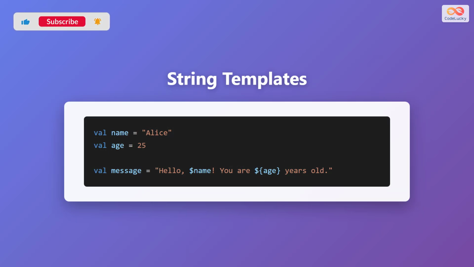String templates allow you to embed variables and expressions directly inside strings. You can insert a simple variable using the $ sign followed by the variable name, or use the $ sign with curly braces for expressions. For example, if name is Alice and age is 25, you can create a message like "Hello, $name! You are ${age} years old."